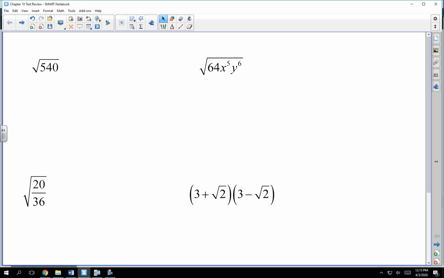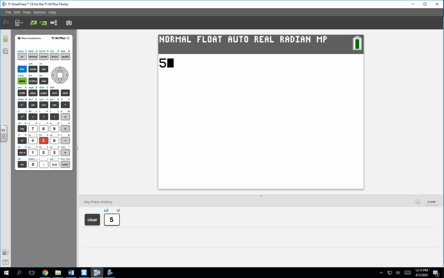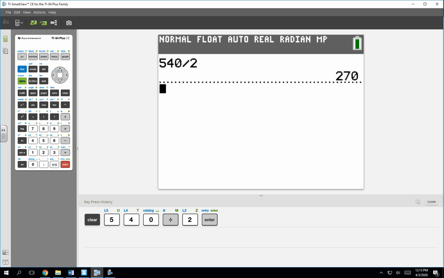So we're going to get started with this 540. You might look at this and think, man, that's a big number, I don't even know how to start. Well, if it's an even number, you can always divide it by 2. You can start with your calculator and just do 540 divided by 2, and that brings it down a little bit. You say, oh, at least 2 goes into it, and now we're down to half of that. And you could divide that by 2 again. It looks like we could divide it by 2 a couple of times.